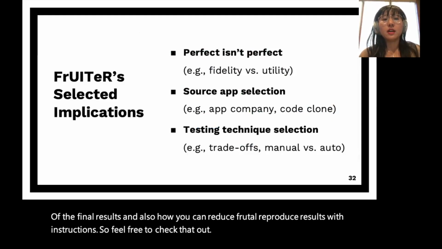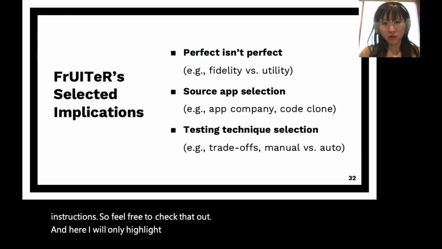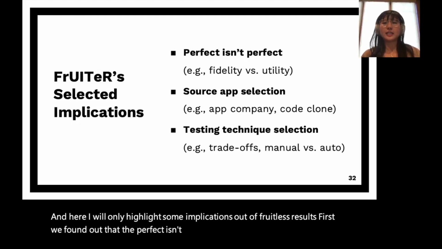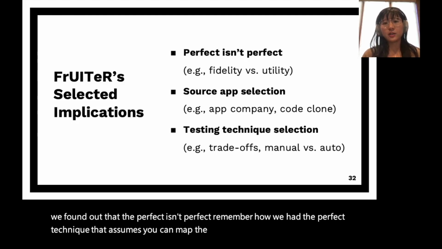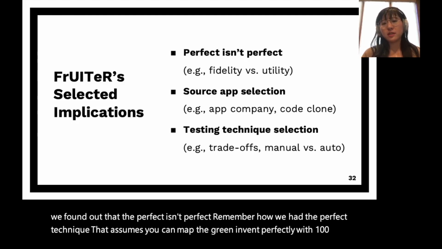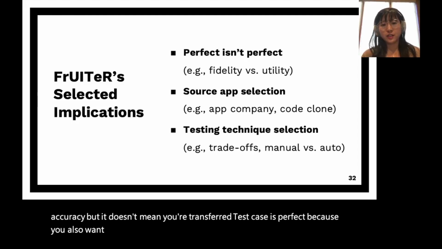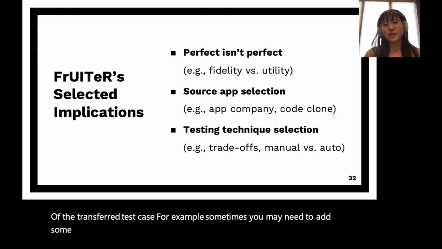And here I will only highlight some implications out of FrUITeR's results. First, we found out that the perfect isn't perfect. Remember how we had the perfect technique that assumes you can map the GUI event perfectly with 100% accuracy, but it doesn't mean your transferred test case is perfect because you also want to consider the practical usefulness of the transferred test case. For example, sometimes you might need to add some extra steps into your transferred test case.